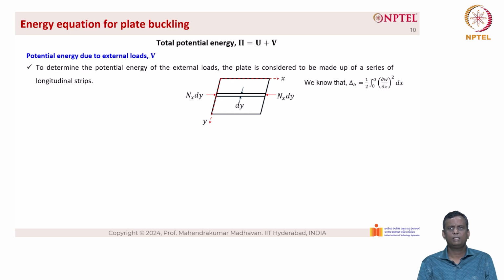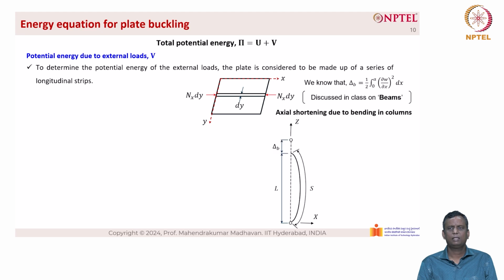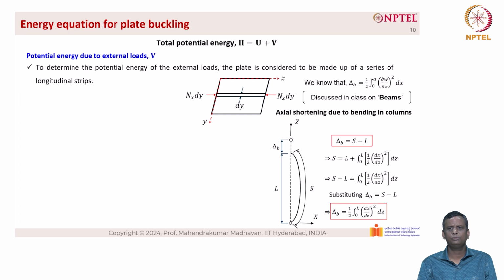So we know that δ_B is equal to half into ∫ from 0 to a of (∂w/∂x) the whole square dx. This was already discussed in the class on beams, and this is basically the actual shortening due to bending in the columns. You can see the arc length is S and the shortened length is L, and δ_B is S minus L. So S is given as L plus ∫ from 0 to L of half into (dx/dz) the whole square dz, and when we do the simplification we get δ_B is equal to half into ∫ from 0 to L of (dx/dz) the whole square dz.